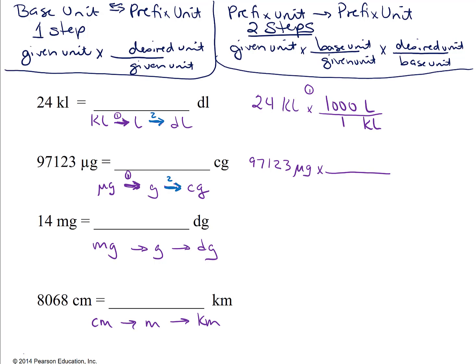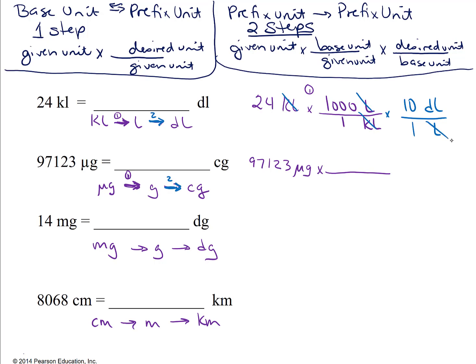So now I can do the second step. In the second step, I need to go from liters, where I'm at now, to deciliters in my answer. So what unit on the bottom? Liters on the bottom, deciliters on top. That's my answer. When you see deci, what goes in front? 10 goes in front of deci. 10 deciliters makes 1 liter. That will allow liters and liters to cancel.